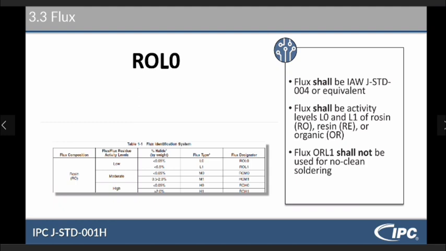Okay, so flux. Flux is in accordance with J Standard 004. Flux shall be the activity levels of L0 or L1. They're rosin, resin, or organic. The L0 and L1, those are the activity levels. They're called activity levels. L1 shall not be used for no-clean soldering in Class 2 and 3.